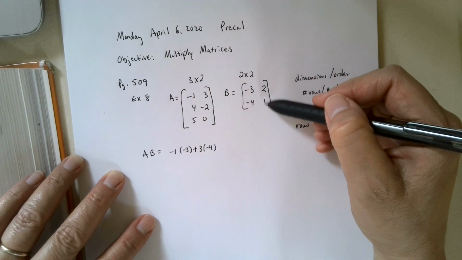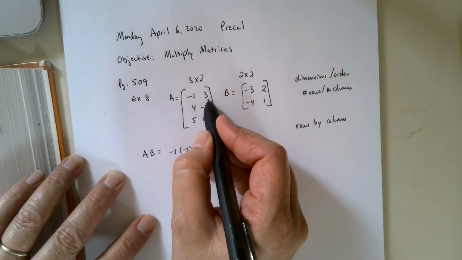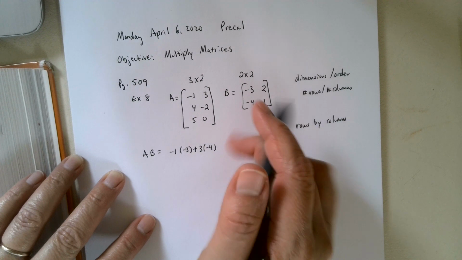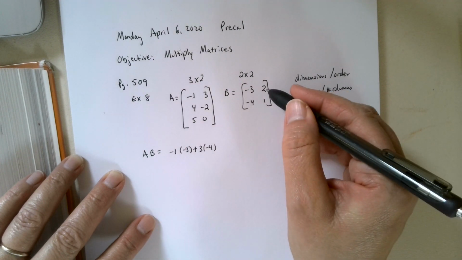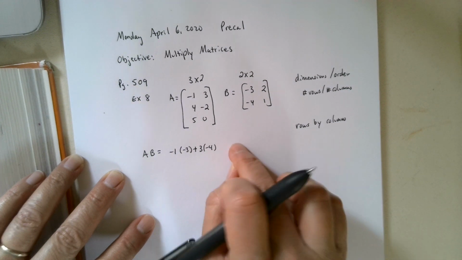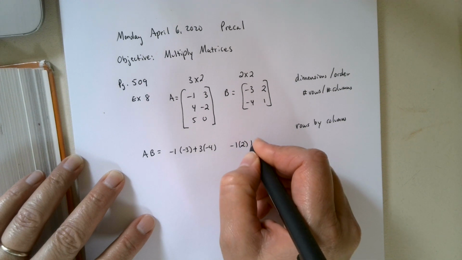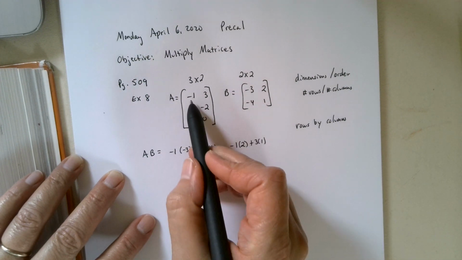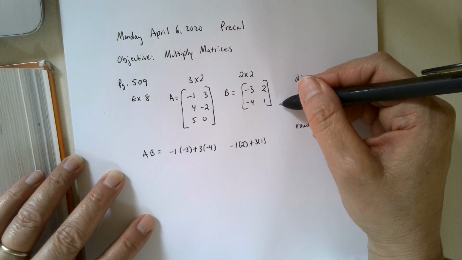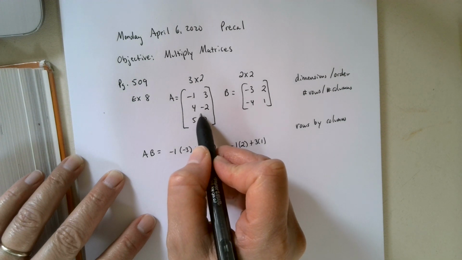Now I have another column in matrix B, so I need to use the same row from A. Each row of A gets multiplied by each column of B. So I'm going to take -1, 3, and I'm going to multiply it by 2 and 1. Now I'm going to leave a space because I'm moving to a different row, so I'm going to leave a space and scoot over. So I'm going to have -1 times 2 plus 3 times 1. If I had another column, I would multiply again, but I'm out of columns. So I'm going to move down to the second row and repeat.